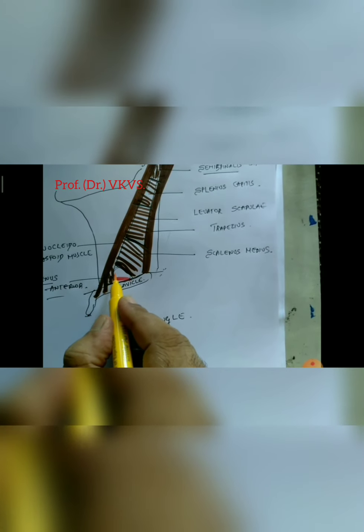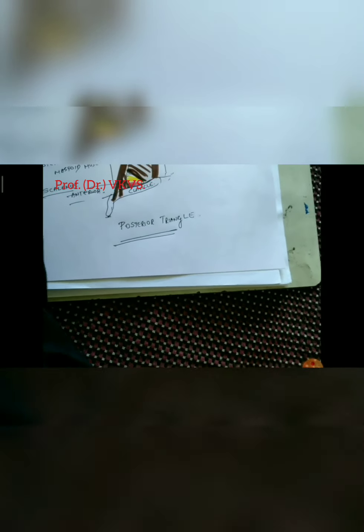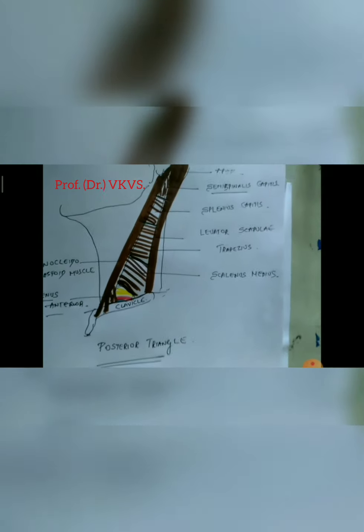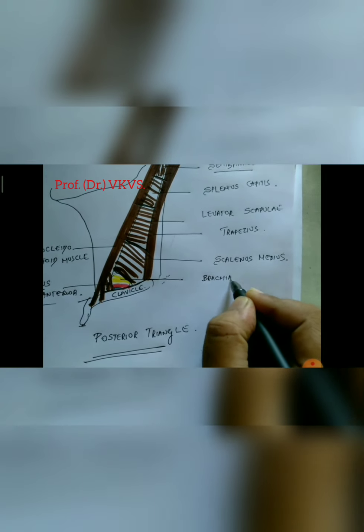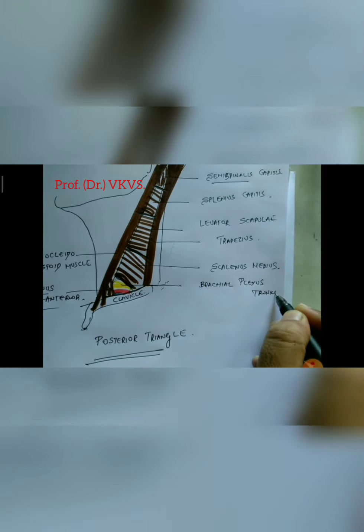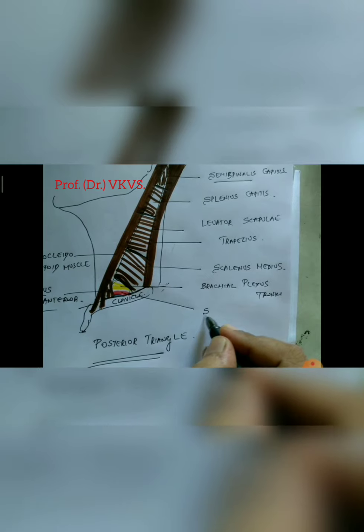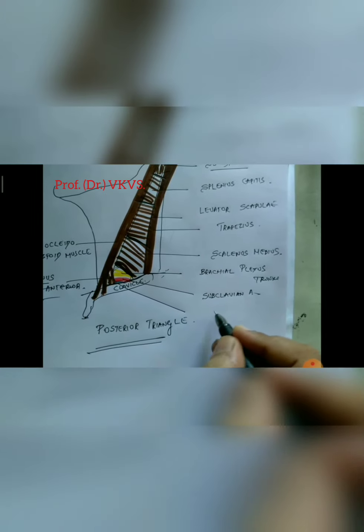Now we'll take a yellow sketch pen and write brachial plexus between scalenus anterior and scalenus medius. Also, the subclavian vein can be seen deep or behind the clavicle. So this is how you need to write the diagram for posterior triangle of the neck. Brachial plexus, trunks, and the subclavian artery. Subclavian artery and the subclavian vein.